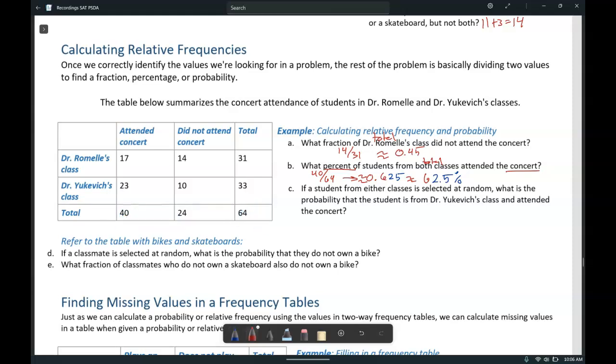Lastly, if a student from either class is selected at random, so that's our total, both classes. If a student from either class is selected at random, what is the probability that the student is from Dr. Yukovich's class and attended the concert? So we want the number of students in Dr. Yukovich's class and that they attended the concert, which is these 23 students here. And so we can write our probability as either 23 over 64, or in decimal notation, if we do the division, we get 0.36, and then as a percent notation, 36%.